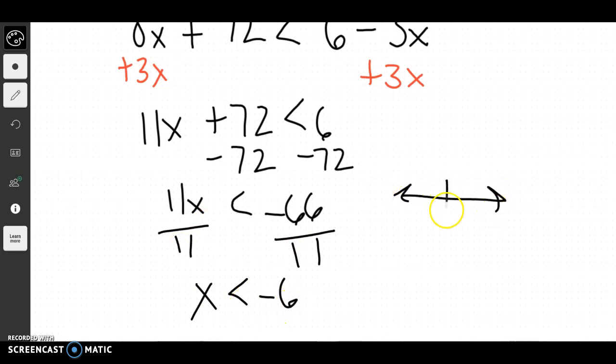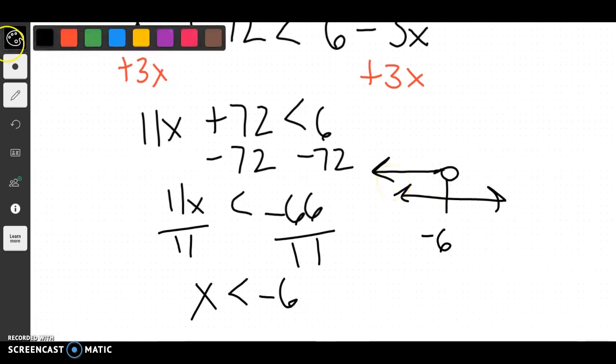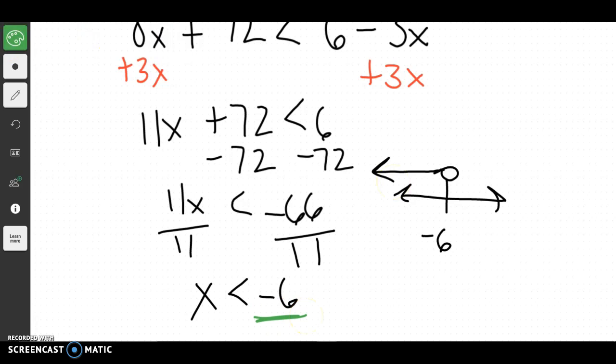Again, I would make a number line. I'm going to use an open dot because it's not equal to. And I'm going to go to the left because x is less than negative 6.